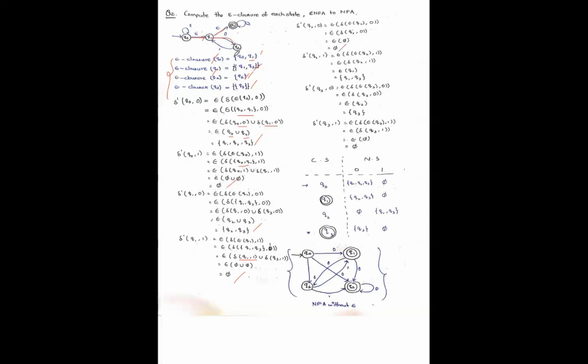Then epsilon closure of Q2 on 1, there is no path. So epsilon closure of Q2 is Q2. Delta of Q2 on 1 is, there is a path to Q1. So find out epsilon closure of Q1. It is Q1, Q3. Then Q3 comma 0. So delta of Q3 on 0 is, it is having self loop. So this is epsilon closure of Q3, which is Q3. Then Q3 on 1. So delta of Q3 on 1, there is no path, so it is phi.